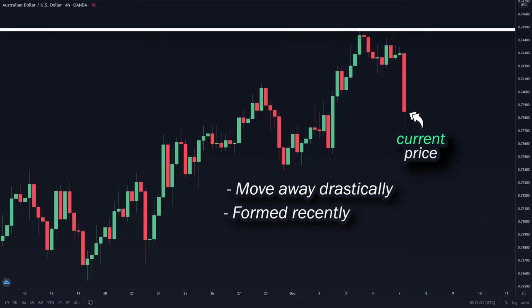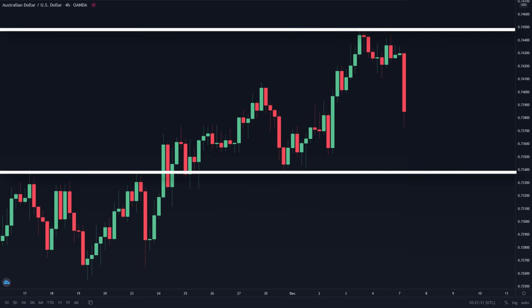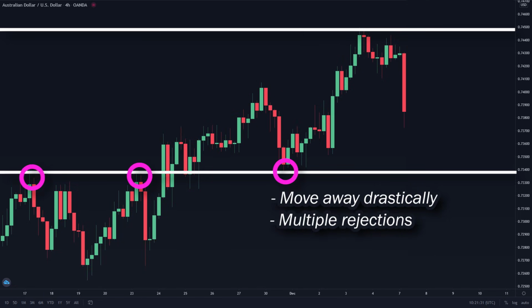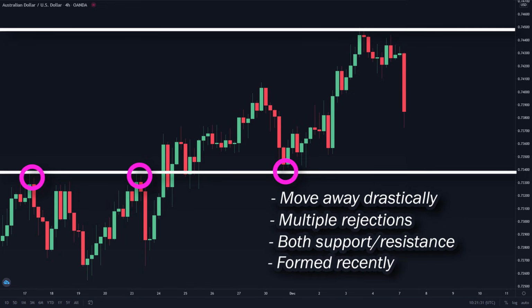Moving on, we spotted another level as prices went down to this level and reverses upwards. So let's see which criteria this level fulfills. First, the price moved away drastically from a point of swing low. Next, there are multiple rejections within this area. And also, this line can be both support and resistance at the same time. Lastly, the levels were formed recently. So let's move on to another chart.